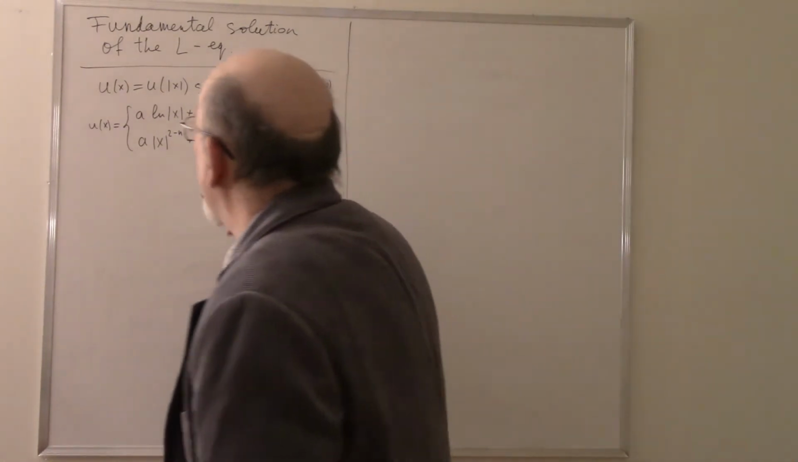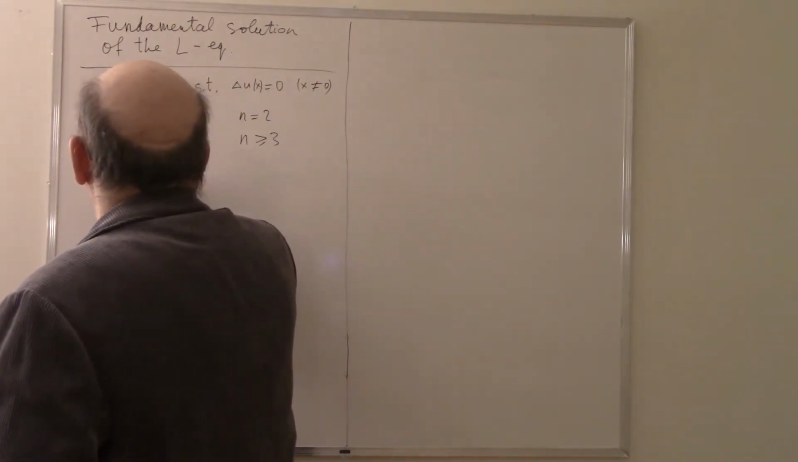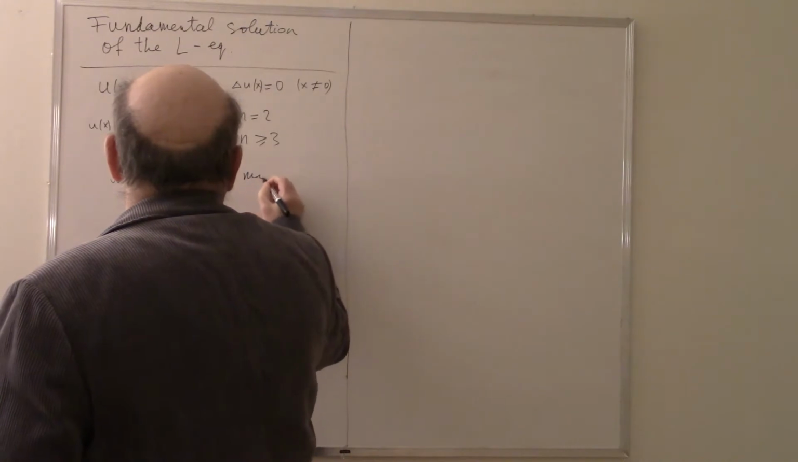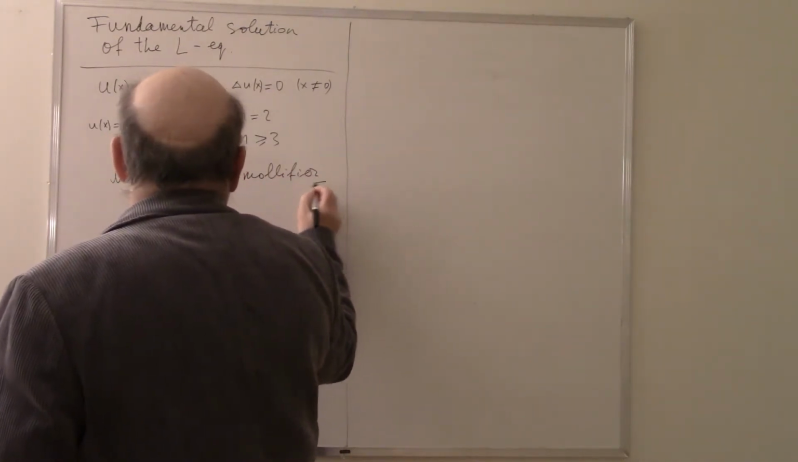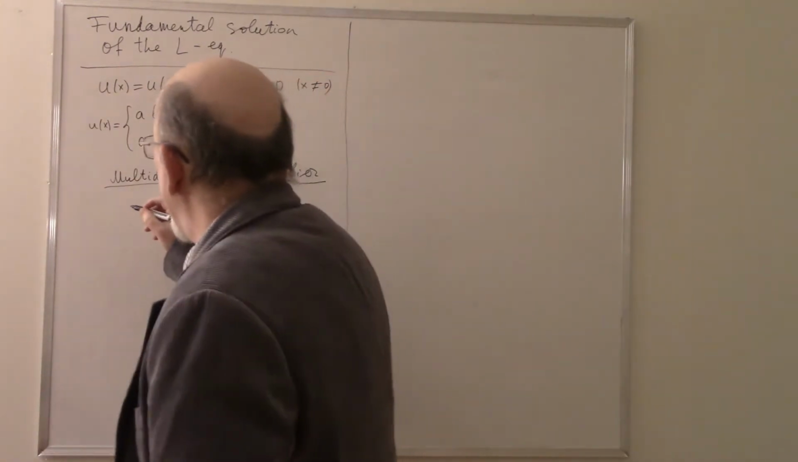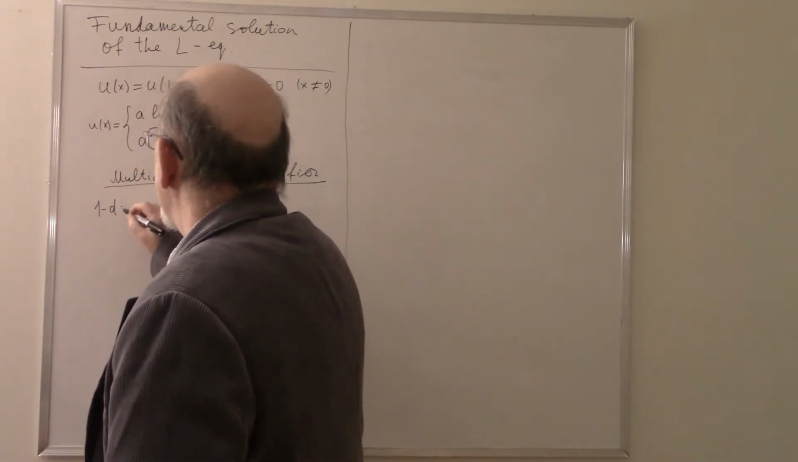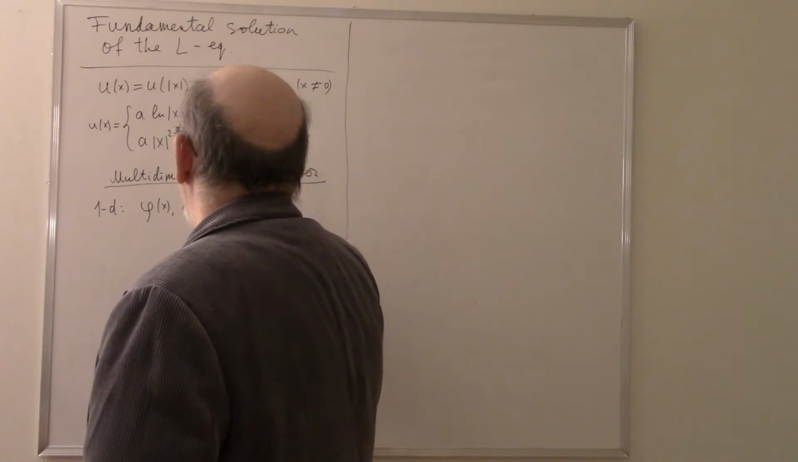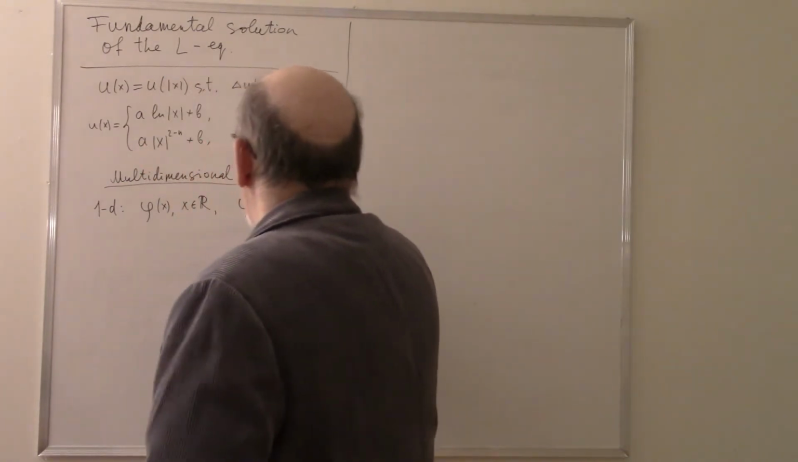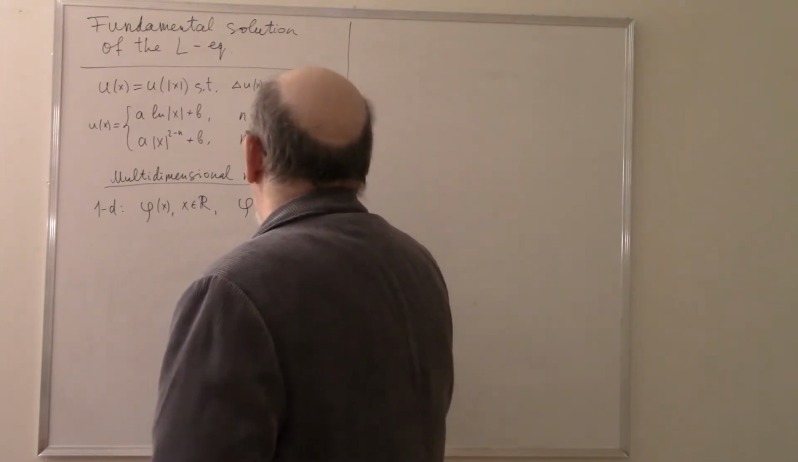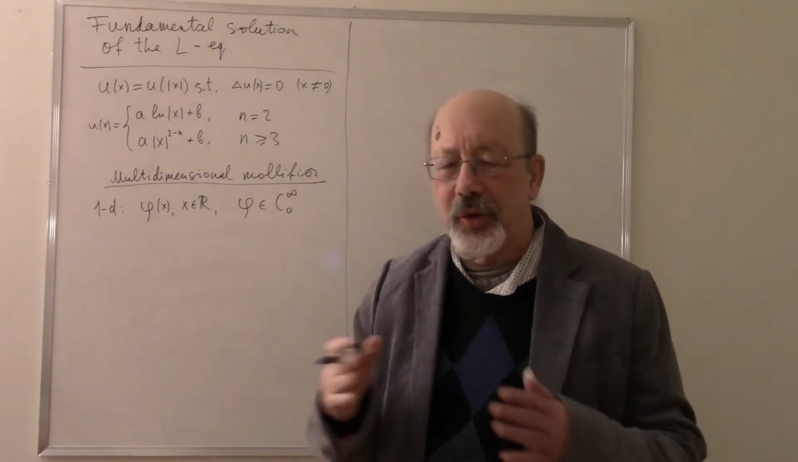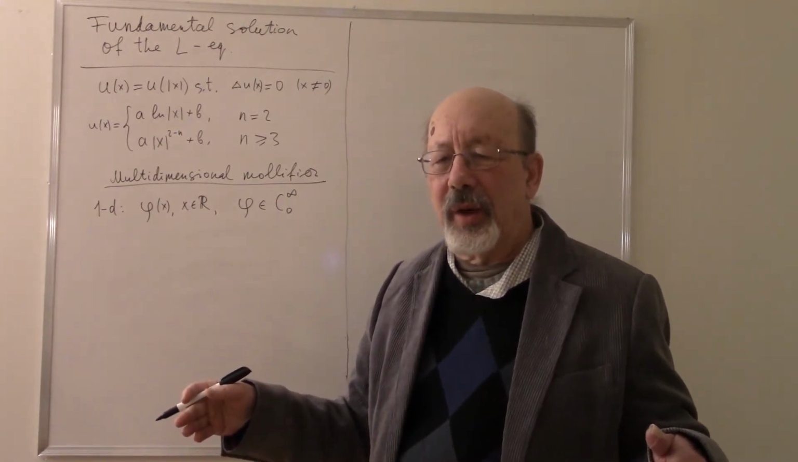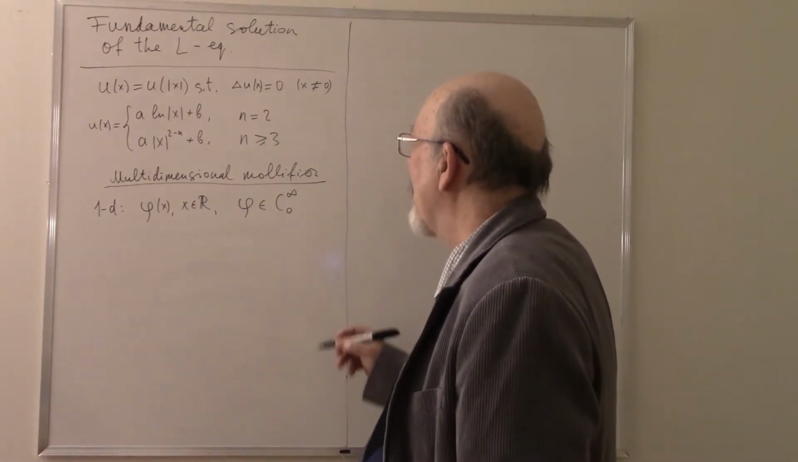So to this end I wanted to introduce a multi-dimensional mollifier. Let me remind you what a one-dimensional mollifier is. It is a function phi of x on the line, phi in C infinity 0. This 0 means that the function is 0 outside some finite segment. Not only does it have all derivatives everywhere, but it is 0 outside some finite segment.